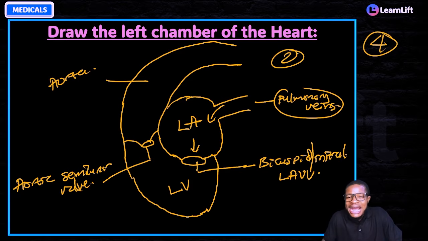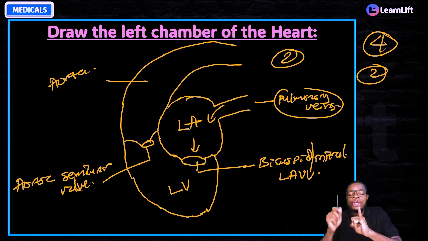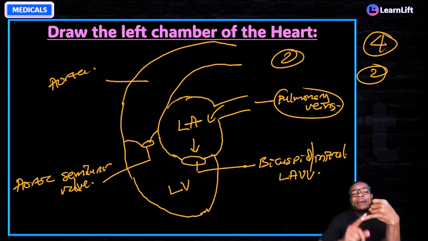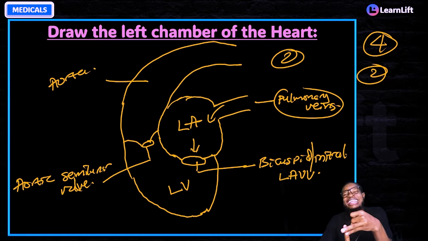If you watch, altogether that gives you 4 valves. 2 of them are atrioventricular valves and 2 are semilunar valves. What are the 2 atrioventricular valves? Number 1 is the right atrioventricular valve, also called the tricuspid valve. Number 2 is the left atrioventricular valve, also called the what? The mitral valve, or the left atrioventricular valve. Are you seeing it now?